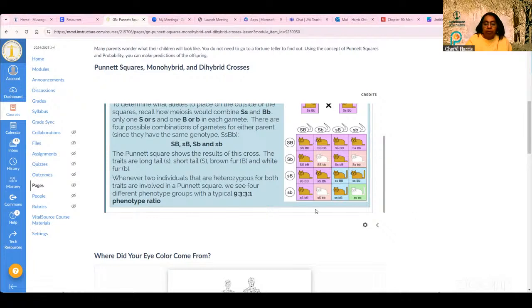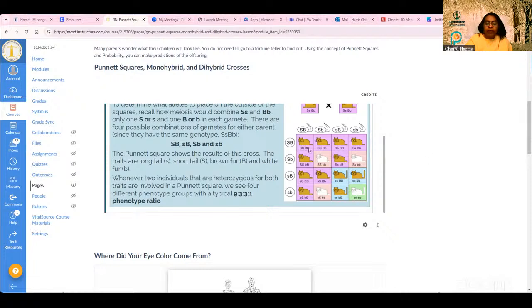One, two, three. One, two, three. So they're going to be white with short tails. There's three of those. Then you have three that are going to be brown with long tails. And then you have nine of them that are brown with short tails, and only one that is both white and has a long tail.